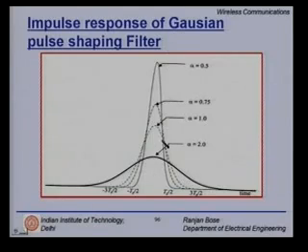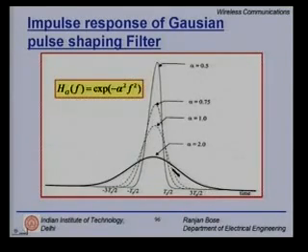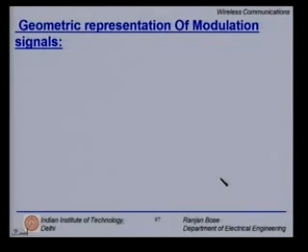Okay? So these are the pulses that you will actually transmit. Here, H(f) is exponential of minus alpha squared f squared, corresponding to the different values of alpha. Now, let us take a brief look at the geometric representation of modulation signals, because the whole effort so far has been to build a background.